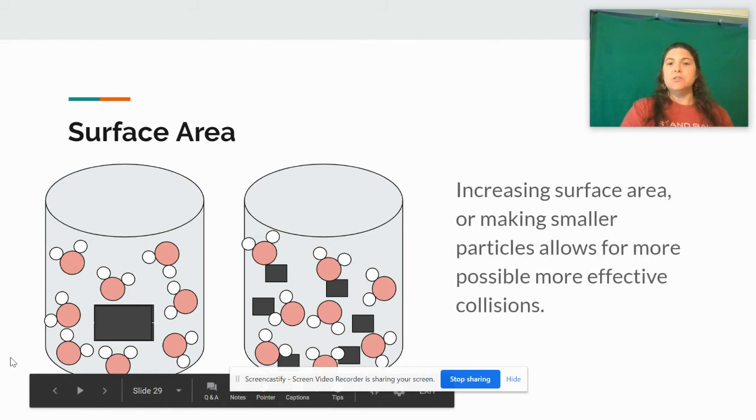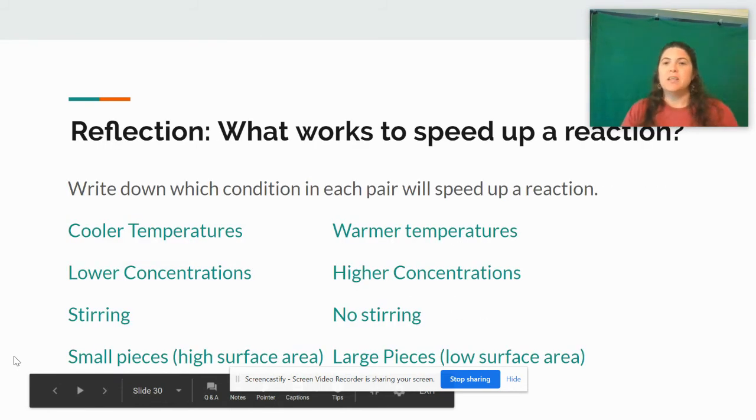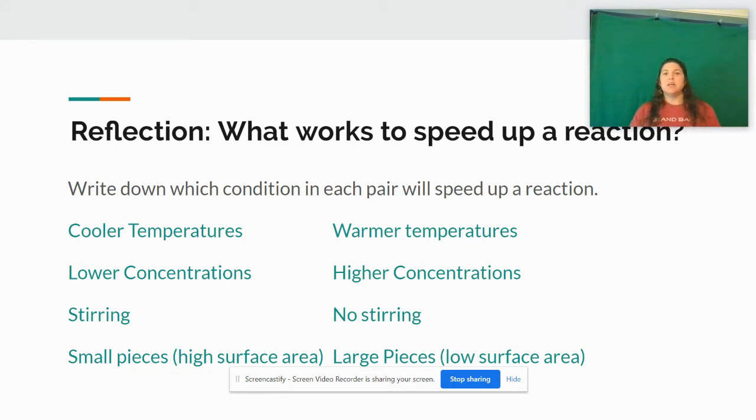Okay, so let's do a little bit of review. The first thing we want to look at is which of these things work to speed up a chemical reaction. And again, they're all going to be based on increasing the number of effective collisions. So you can either write down each of the pairs or just write down the correct answer for which one in each pair of conditions will increase or speed up a reaction. Pause the video and do that, and then start it back up when you're ready.